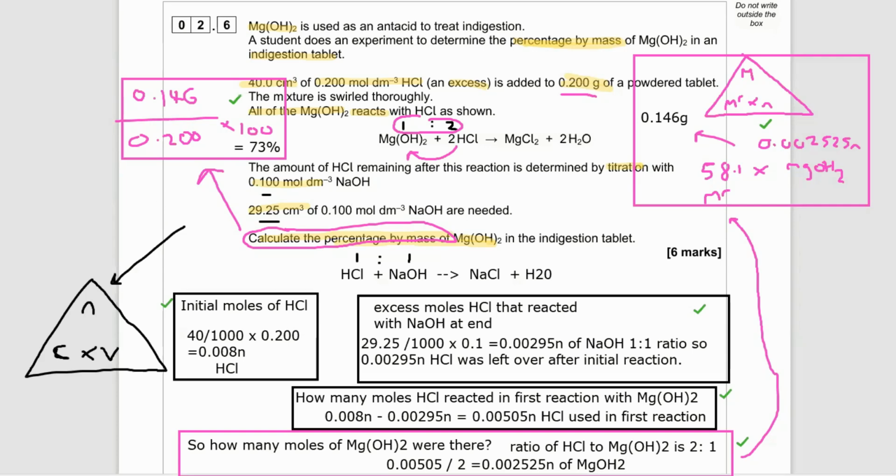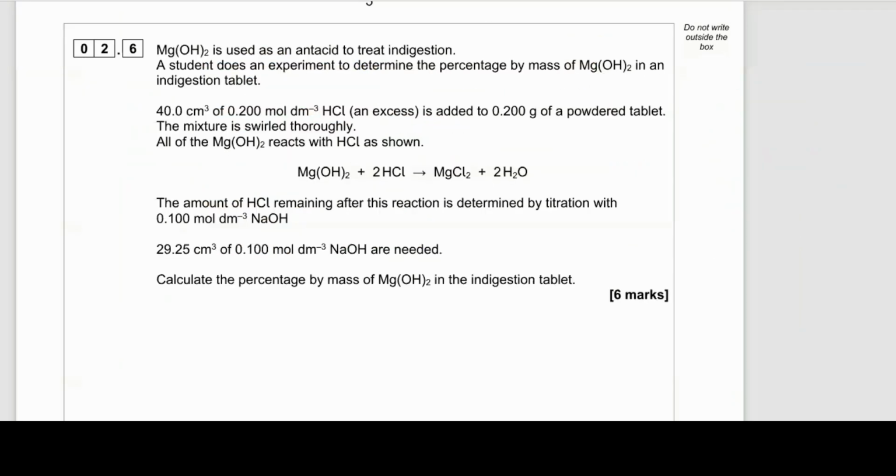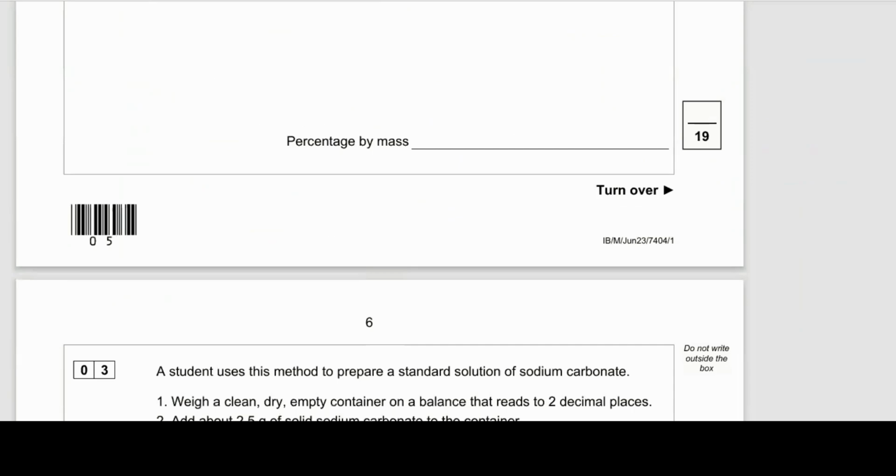And it's 73% your answer here, and that will smash you out to 4 marks. Awesome. Right, let's move on.